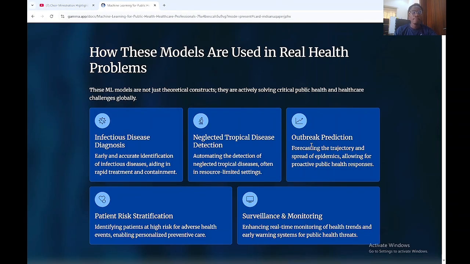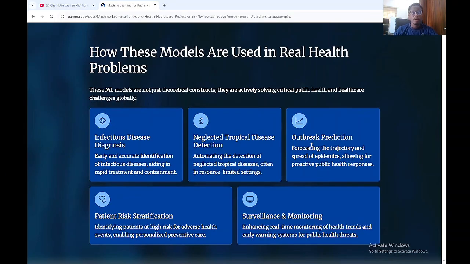I would say that early and accurate identification of these infectious diseases helps in rapid treatment and containment. Also in neglected tropical diseases detection. Just think about it, there are lots of skin-manifesting neglected tropical diseases, and machine learning models are very important in that aspect. It helps in automating the detection of neglected tropical diseases, often in resource-limited settings. Also, in outbreak prediction, machine learning is very powerful, helping in forecasting the trajectory and spread of epidemics, allowing for proactive public health responses.